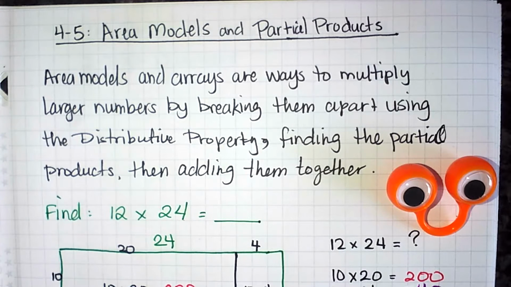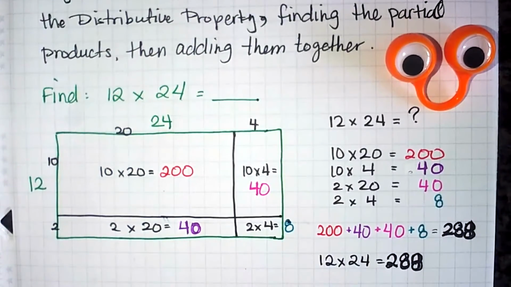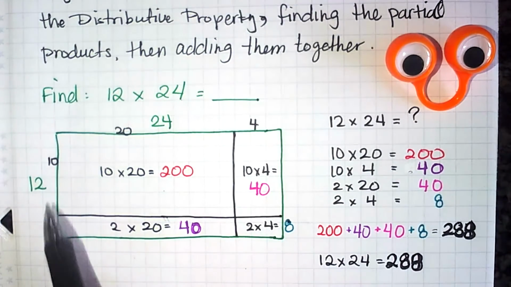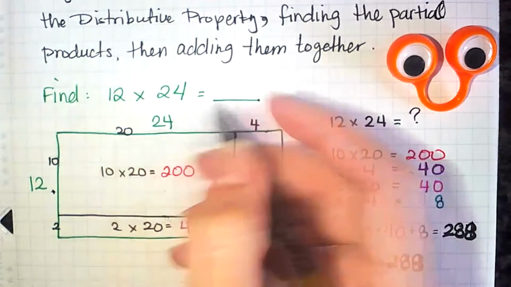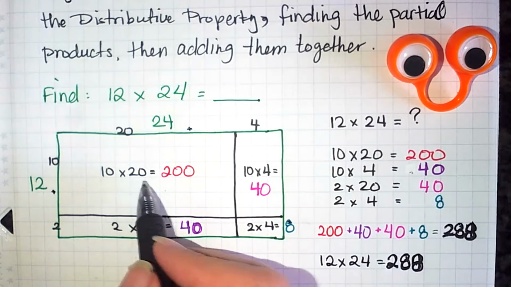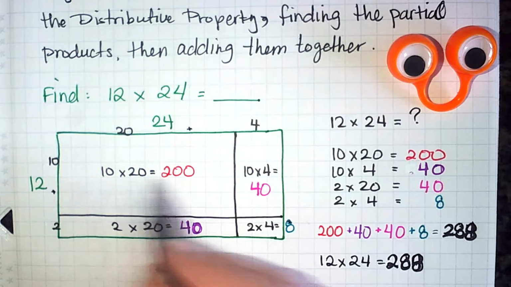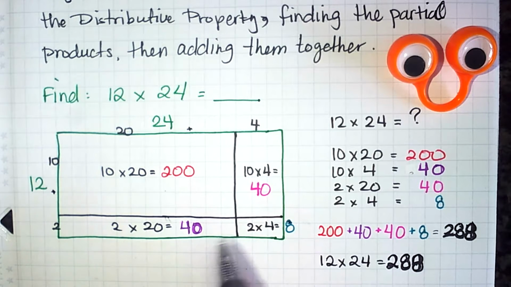For our notes, area models and partial products. Remember, area models and arrays are both ways to multiply larger numbers by breaking them apart using the distributive property, finding the partial products, and then adding them together. The example that I gave you here is 12 times 24. I broke apart 12 into 10 plus 2, and 24 into 20 plus 4. So I did my 10 times 20 in here, my 10 times 4 over here, my 2 times 20 down here, and then my 2 times 4 in here.